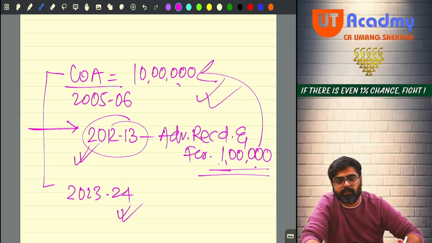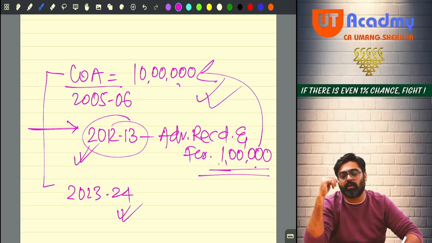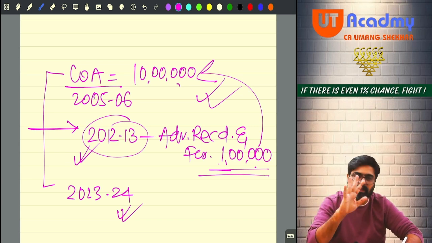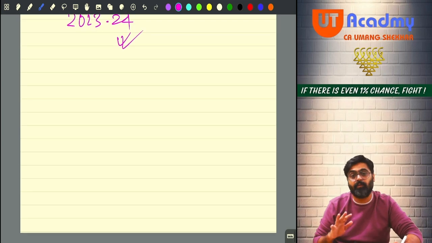So whenever there is some advance money received and forfeited prior to 1st April 2014, what will you do? Adjust it out of the cost. And whatever balance cost remains, index that only. That's it. Got it? Should I move ahead? So this was your section 51.